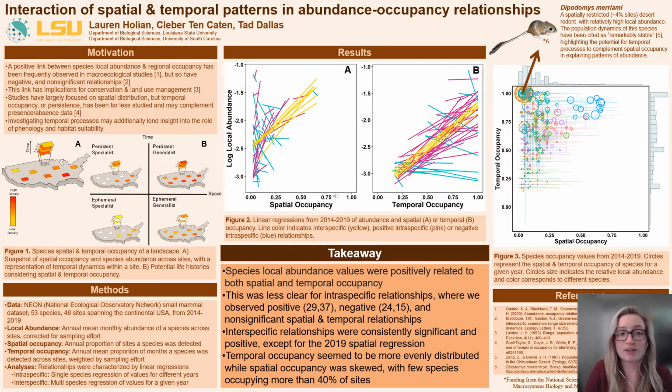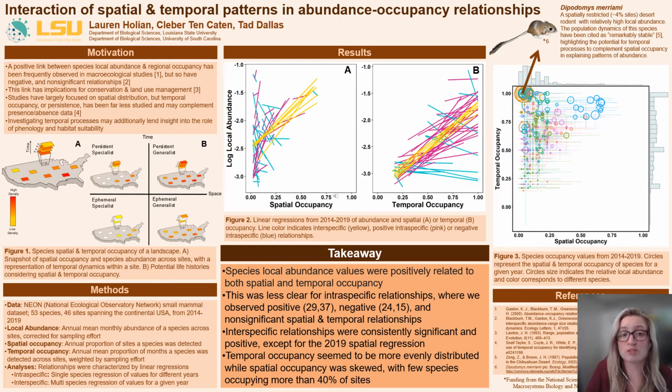In this study, we investigated the interaction of spatial and temporal patterns in abundance-occupancy relationships. Abundance-occupancy relationships predict that species' regional distributions are positively linked to their local abundances. So species with a relatively broad distribution would be expected to have a relatively high local abundance.